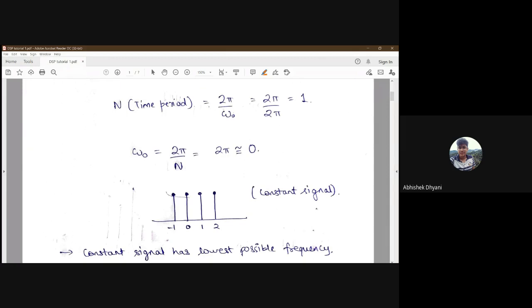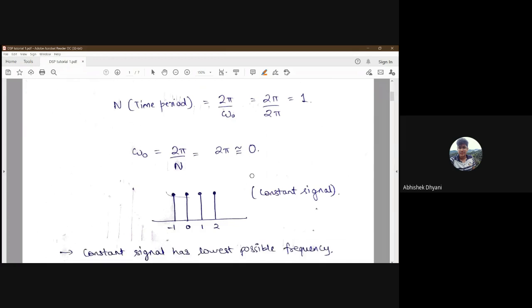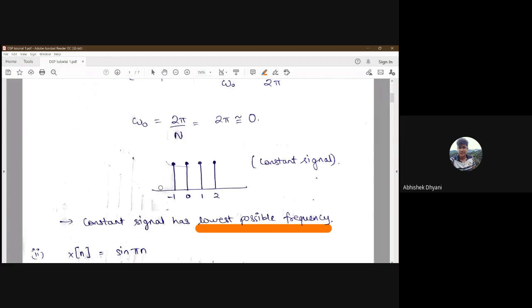So what is important here is to note that omega naught equals 2 pi or omega naught equals 0 is the lowest possible frequency for discrete time sinusoids. And in that case, the signal will be a constant signal.